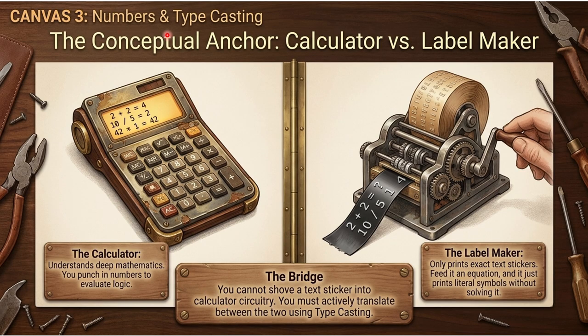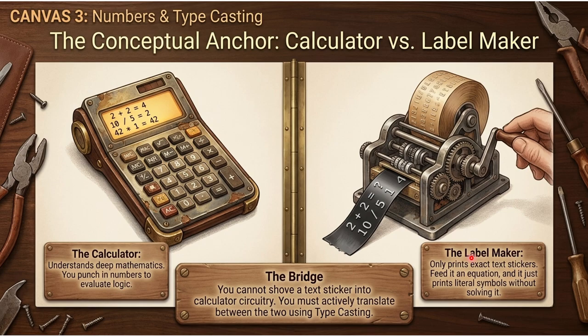Next, moving to canvas 3, which is numbers and typecasting. Here you see the conceptual anchor: calculator versus the label maker. Here we have the calculator, here we have the label maker. So what is the calculator? It understands deep mathematics; you punch in numbers to evaluate logic. You type 2 plus 2 and the calculator gives you the answer. That is what a calculator does.